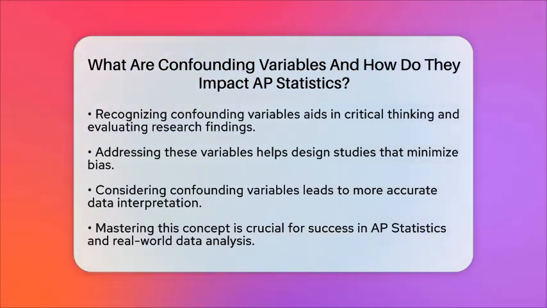By mastering the concept of confounding variables, you can better analyze and interpret statistical data, which is essential for success in the Advanced Placement Statistics exam. Understanding these variables will not only help you in your studies but also in real-world situations where data plays a crucial role.